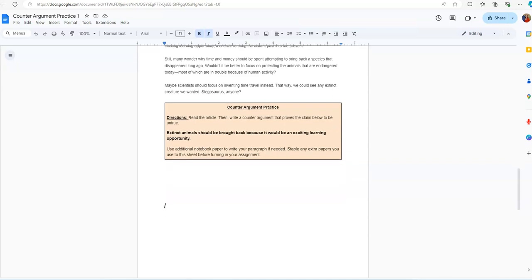Here's your assignment for today. Again, this is on the paper that you have in front of you. It says read the article, which we just did together, and then write a counter argument that proves the claim below to be untrue. So I have actually given you your opposing viewpoint. It states extinct animals should be brought back because it would be an exciting learning opportunity. So for the purpose of this assignment, your job is to prove that this statement is not true.